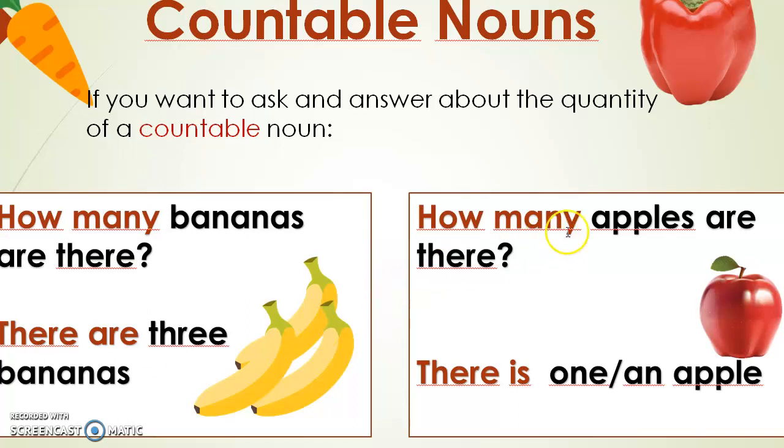The other example, how many apples are there? And we have only 1. It means there is. We use there is when we're talking about only one. We can say there is 1 apple or there is an apple, okay?